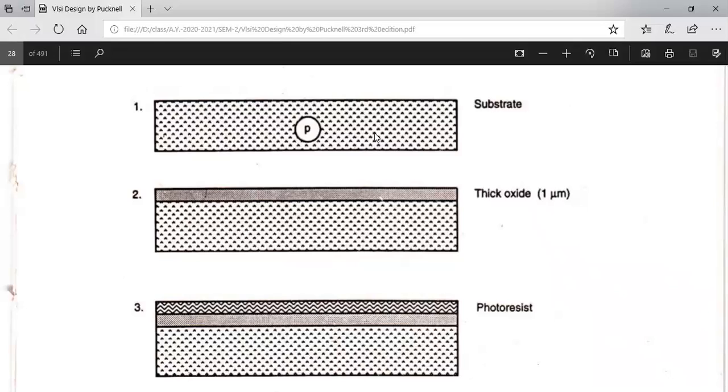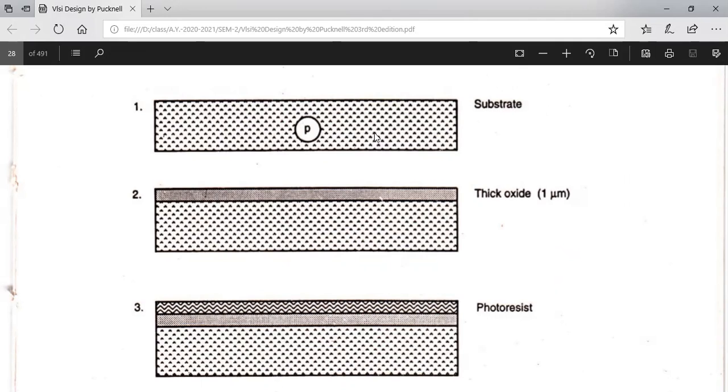So I have taken the silicon wafer die, and I made it lightly P-type. I made it a lightly doped P-type material by adding some P-type impurities in light quantity. Okay, so a P-type substrate is formed.